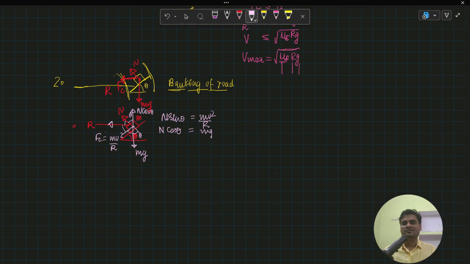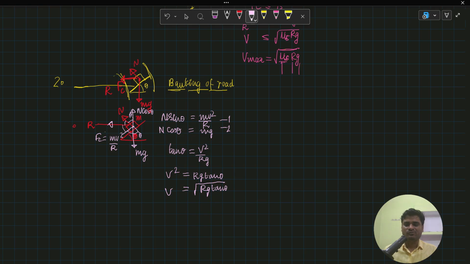From these two equations, if we divide equation 1 by equation 2, we get tan theta is equal to v square by r g. So from this equation we get v square is equal to rg tan theta. So velocity v will be root of rg tan theta, and this is also a fixed quantity.